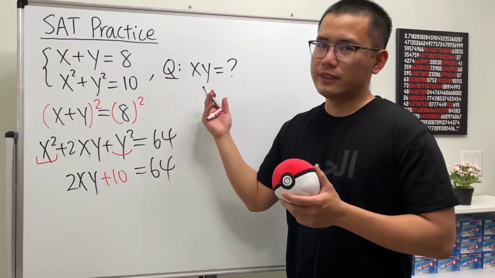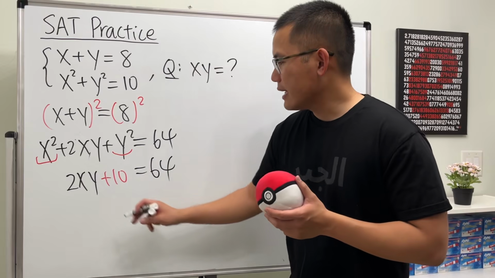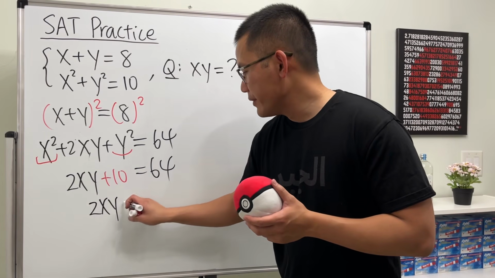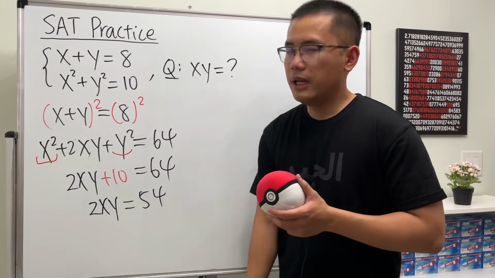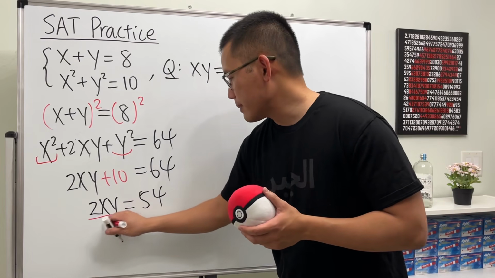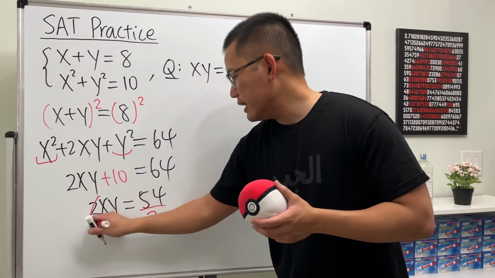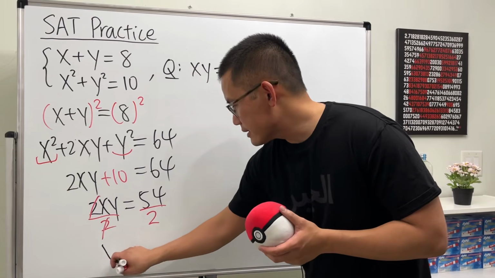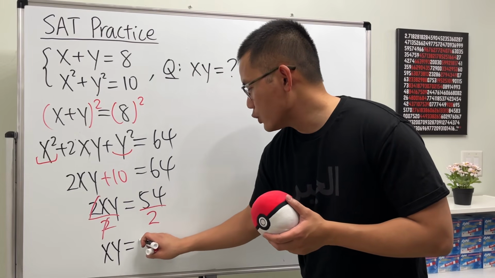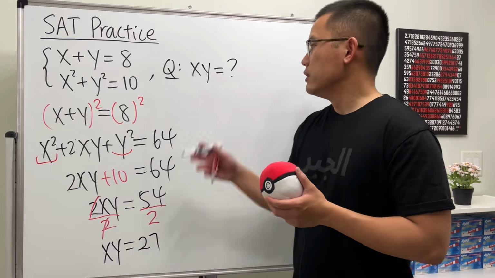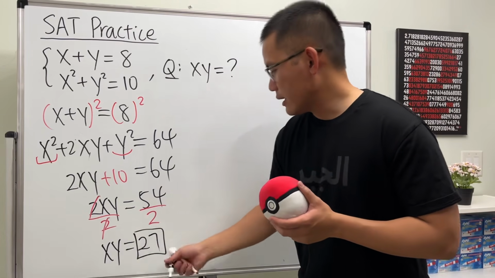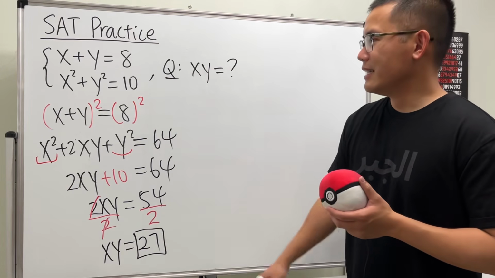And now we just have to solve for xy. Minus 10 on both sides, so we get 2xy equals 54. And lastly, we just divide both sides by 2. And ladies and gentlemen, x times y equals 27. So, that's it. And just kind of fill in the blank for this question.